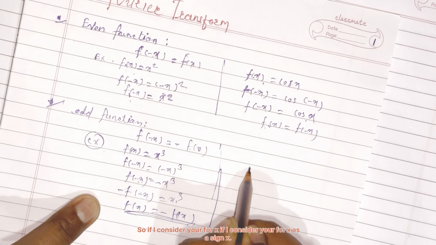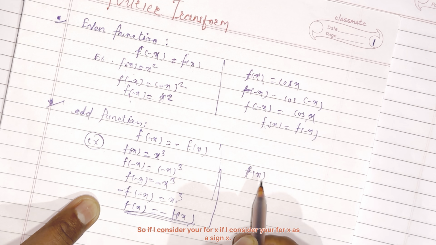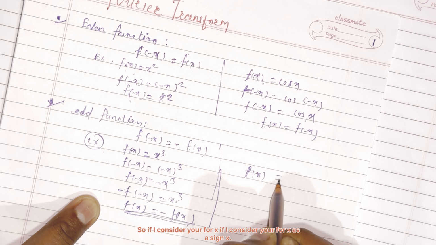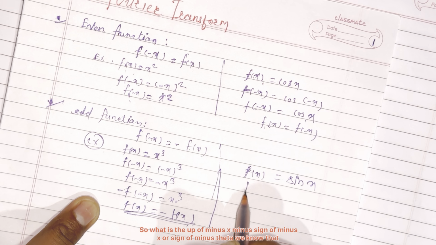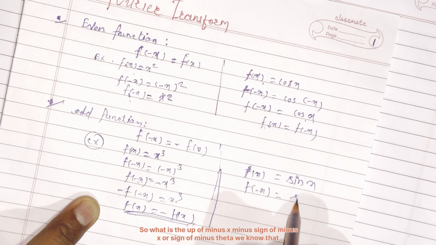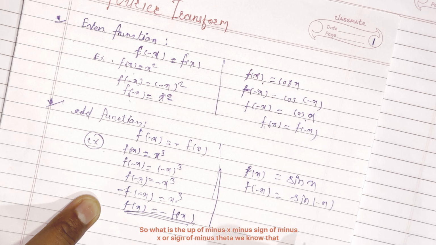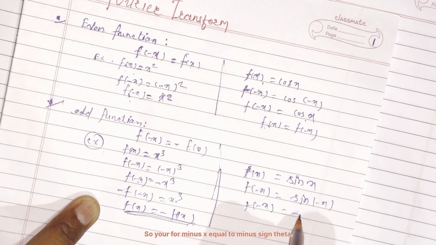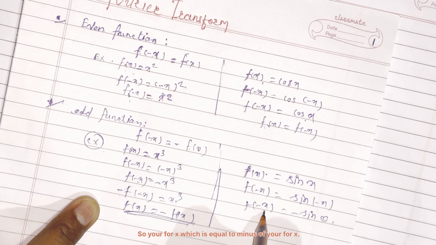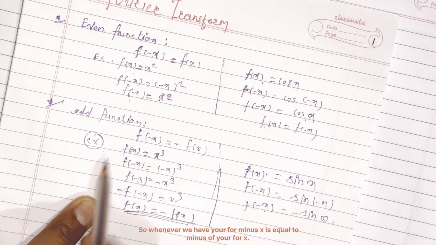Then we write this one is our odd function. Or instead of that you can take a trigonometric function. If I consider f of x as sin x, so what is f of minus x? Sine of minus x, or sine of minus theta. We know that sine of minus theta is minus sine theta. So f of minus x is equal to minus sine theta.